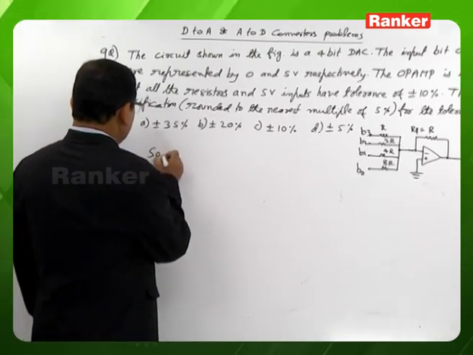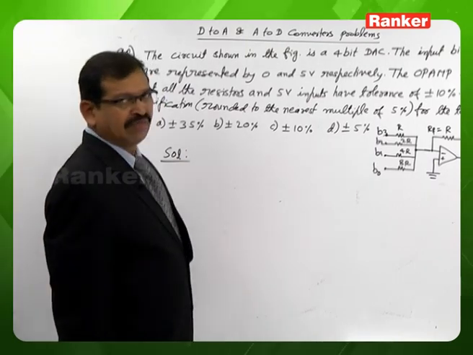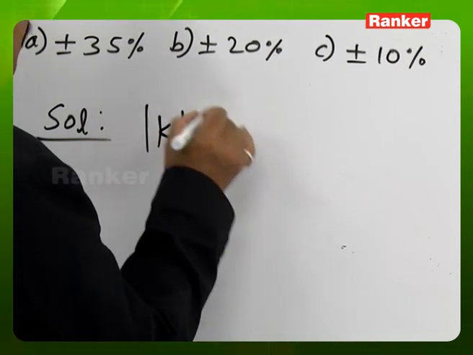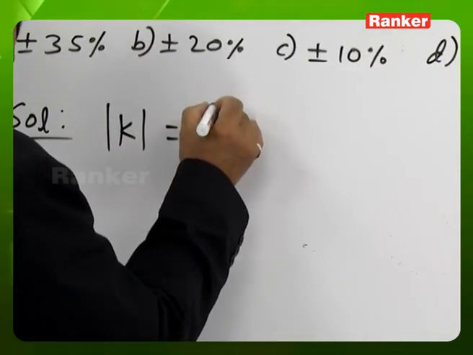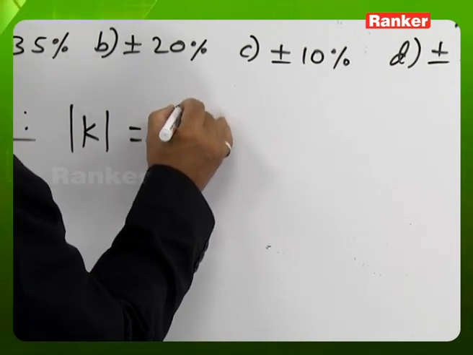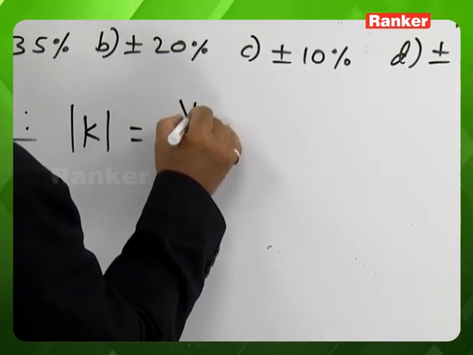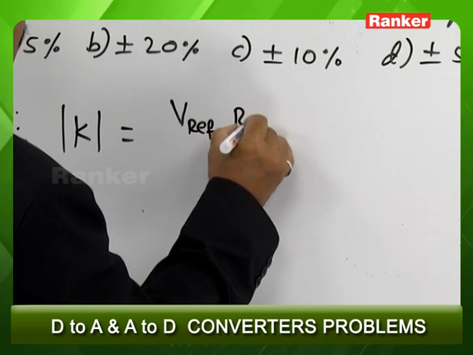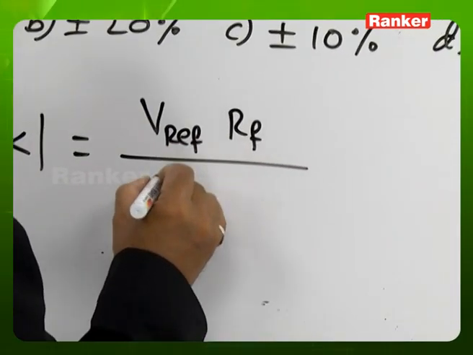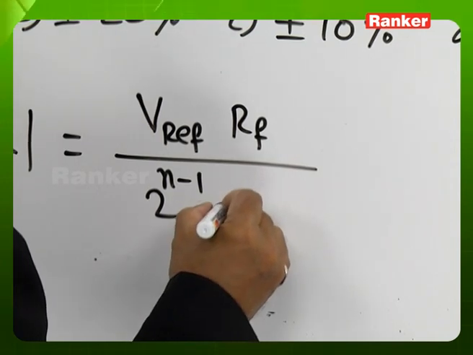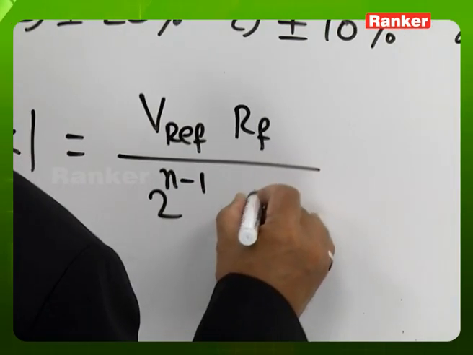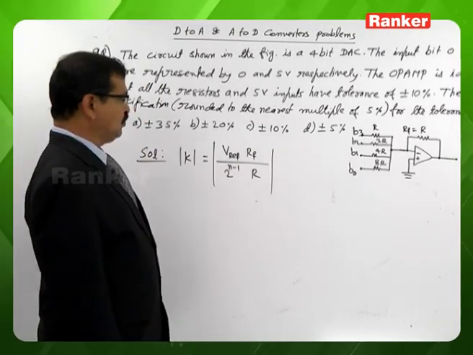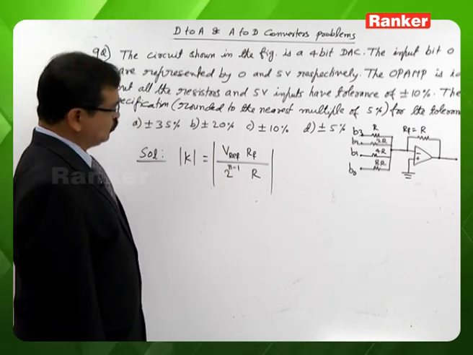If you look to the solution to this problem, it is a weighted resistor digital to analog converter. For the weighted resistor digital to analog converter, if we are looking at the magnitude, the proportionality constant is given as V reference into RF divided by 2 to the power of n minus 1 into R, where V reference is 5 volts.